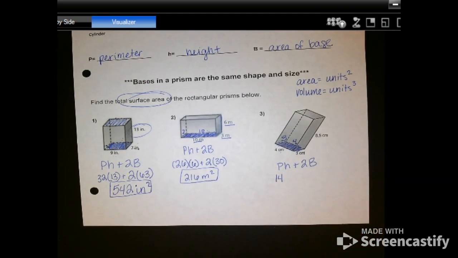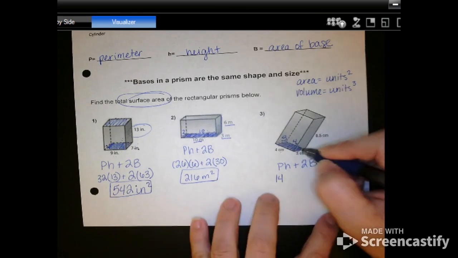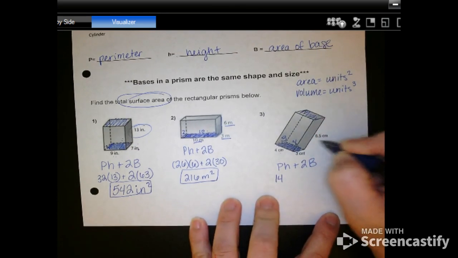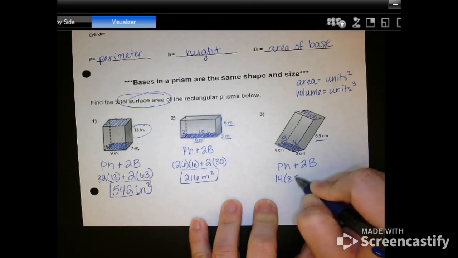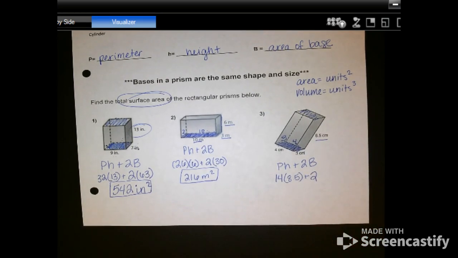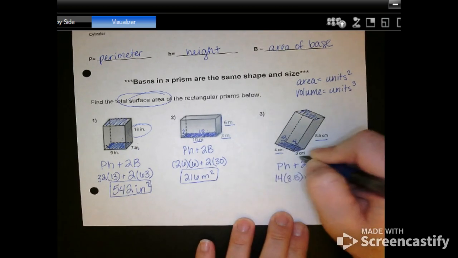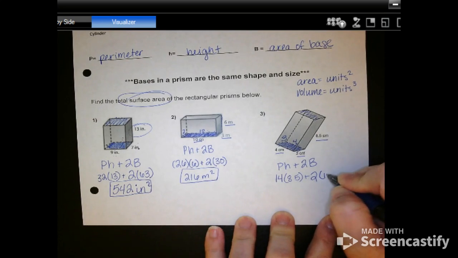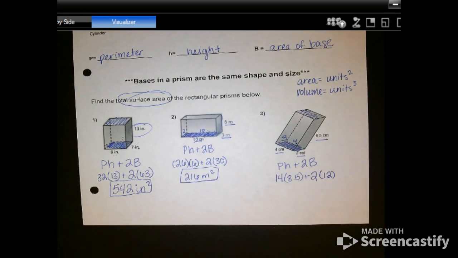Okay, my height. What measurement represents my height? 8.5. That connects my 2 bases. All right, so this is 8.5. All right, what do I do next? Times it by 8. Okay, what does the capital B mean? Area of the base. Okay, so I use the measurements of my base. 4 times 3 is 12.